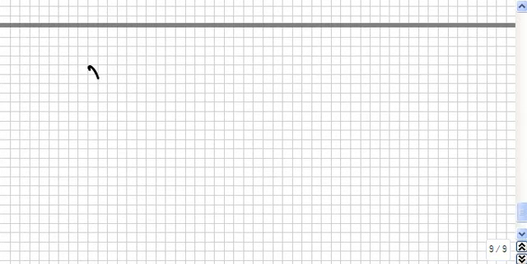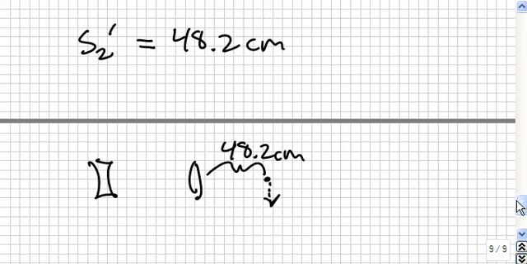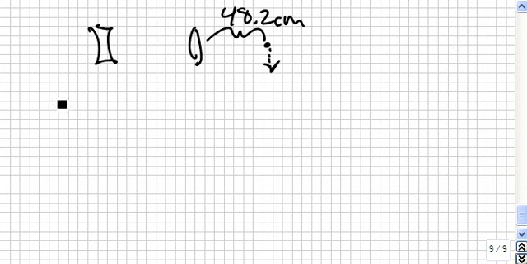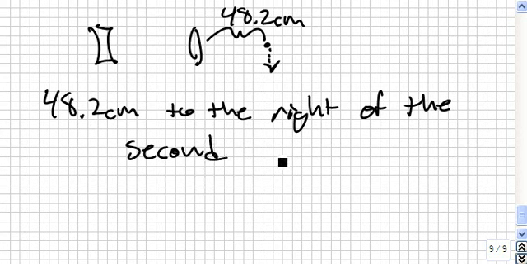So that means the image is going to result at a distance of 48.2 centimeters behind the second lens. Because s2 prime is positive, if the object is on the left, the image gets formed on the right of the lens at that distance. So we figured out where the image is located: 48.2 centimeters to the right of the second lens. And this is part of the problem, but there are some other questions as well.